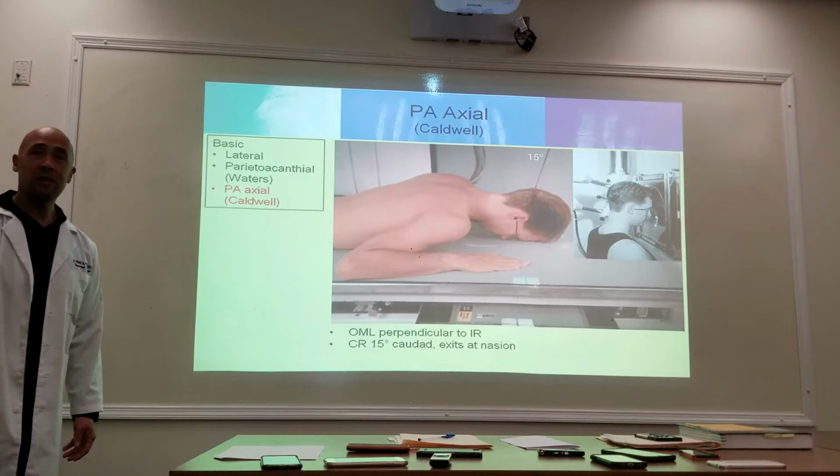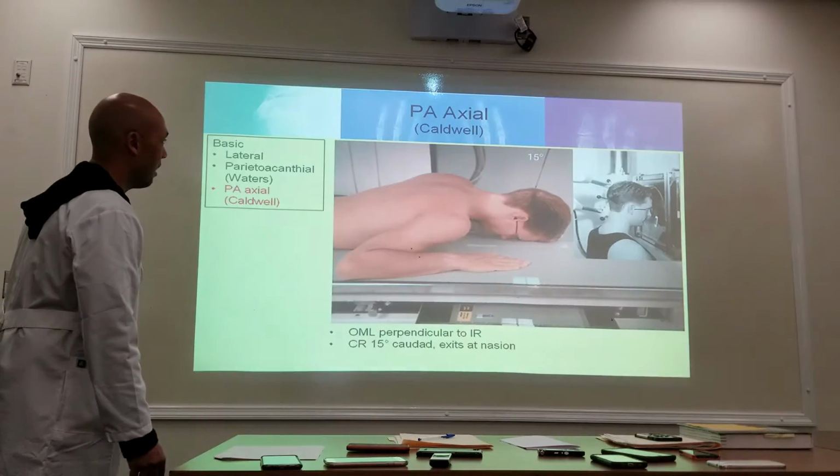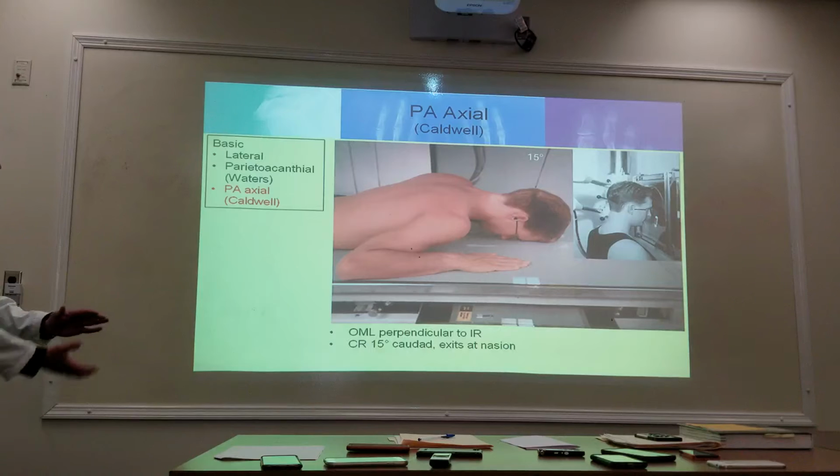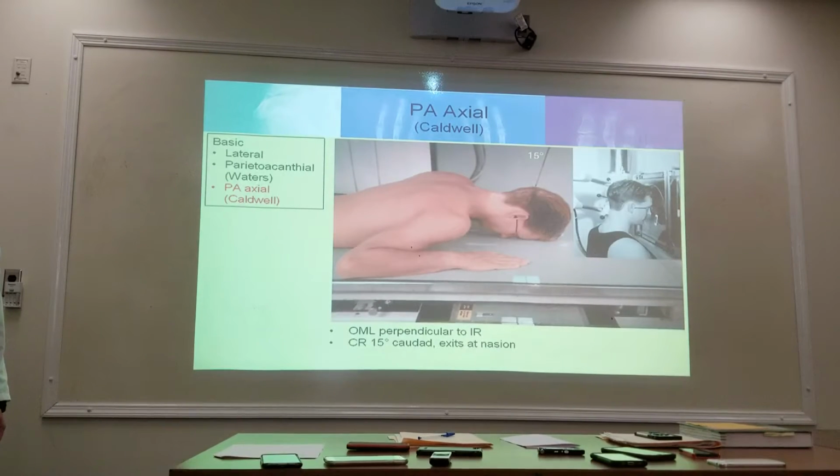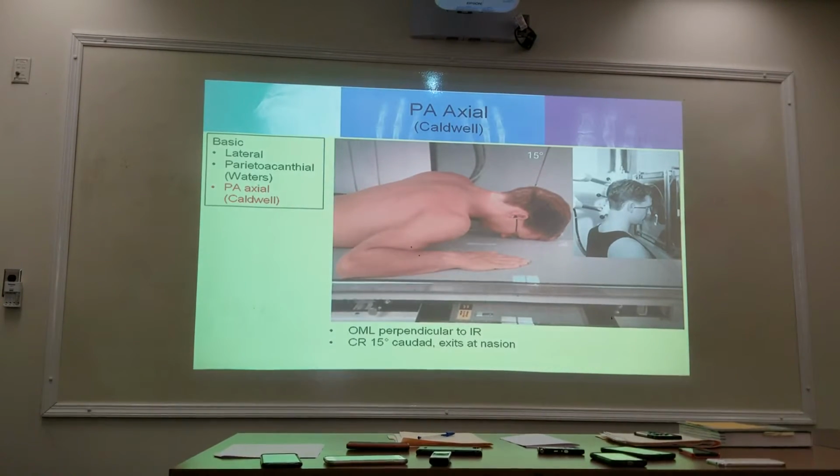Okay, you guys already know the PA Caldwell, right? PA Caldwell for the skull. Where was the exit for a PA Caldwell for the skull? Nasion. No, for the skull. Nasion. Is it the glabella? No, glabella is for 0 degrees. Oh, glabella would be for 0 degrees. Okay. All right, thank you.